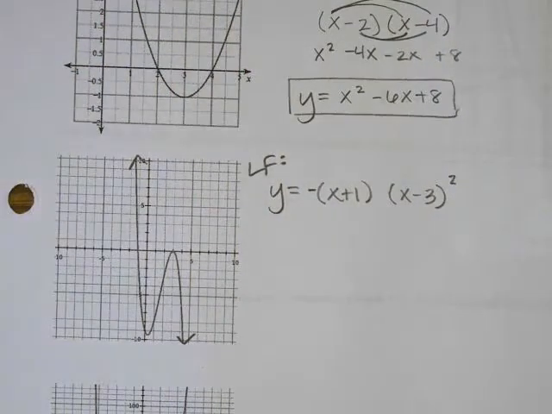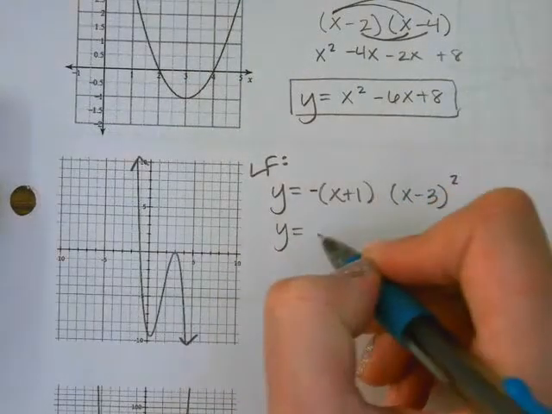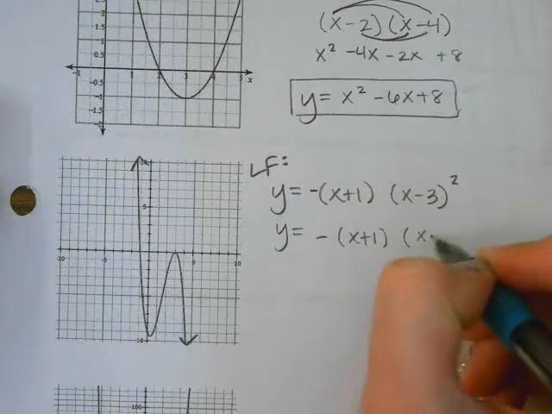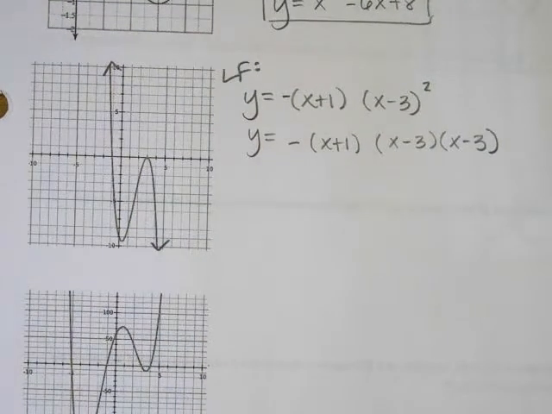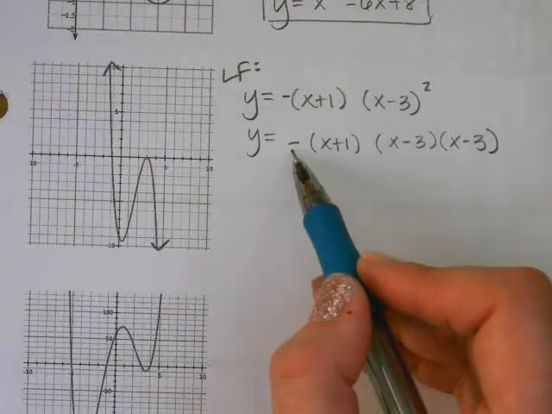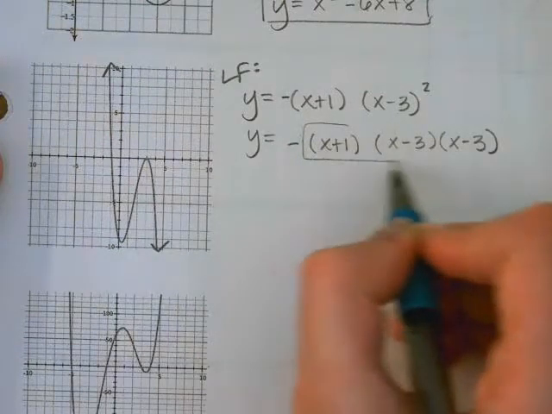But we are not doing the linear factorization. We want the standard form. That means we have to multiply this all the way out. So that means I'm going to have y equals negative x plus 1 times x minus 3 times x minus 3. And can I multiply all of those at one time? No, I can't. I got to pick two. So we're going to leave the negative till the end. We're not going to deal with that yet. And I'm going to go ahead and FOIL these two right here.